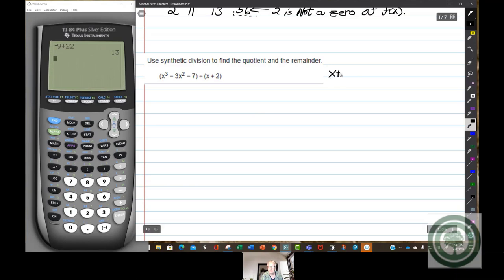We're being asked to do this: x plus 2 into x cubed minus 3x squared minus 7. The reason I skipped a place is because normally you've got a number times x to the third and a number times x squared, and we have both of those. We have 1x to the third minus 3x squared, but we're supposed to have a number times x, and we don't. So I have to put it in. I have to put in a placeholder, 0 times x, and then minus 7.